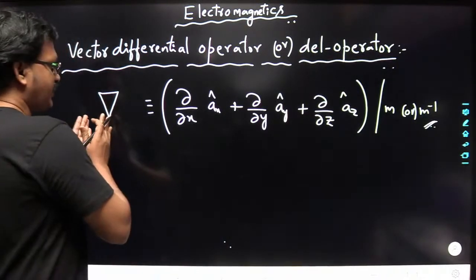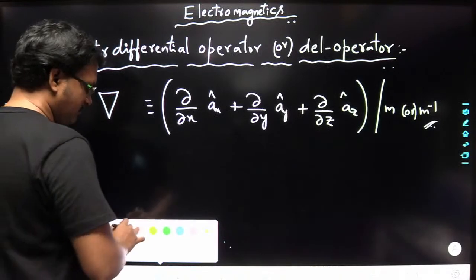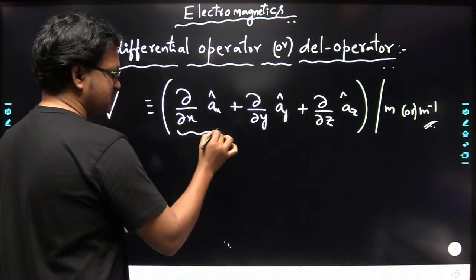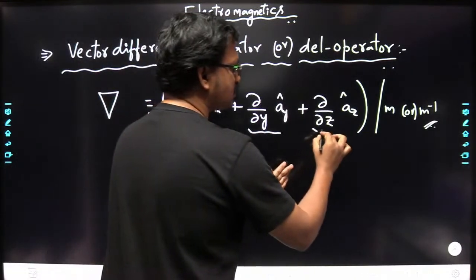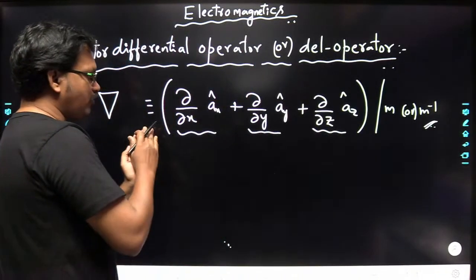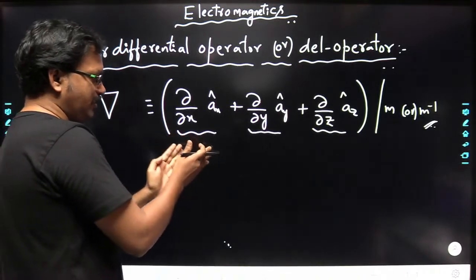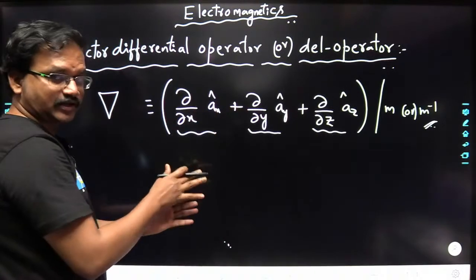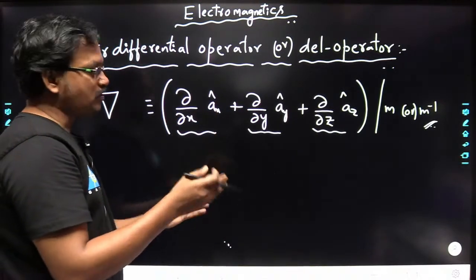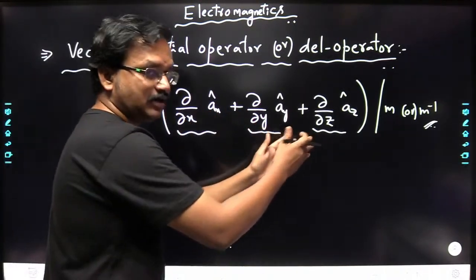See, this vector differential operator is having what? It has an x component, this is the x component, and this is nothing but the y component, and this is nothing but the z component. So this operator has an x component, y component, and z component. So that means it is a vector. Yes or no? A vector is going to have an x component, y component, and z component.